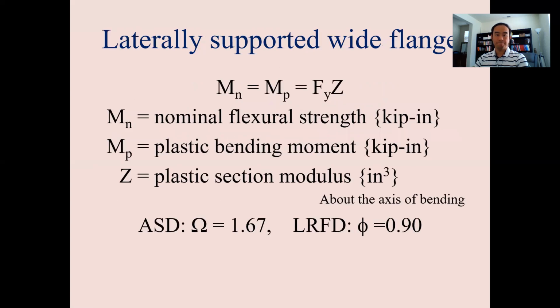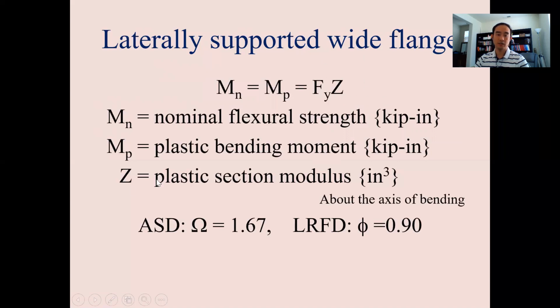All right, so this is the equation for laterally supported I-flange beams. If the support distance, the unsupported length or unbraced length, is either 0 or very small, less than L sub P (I'm going to talk about L sub P and L sub R later), then we can fully utilize this capacity, which is M sub P, the plastic bending moment. And we can calculate M sub P as Fy times Z.